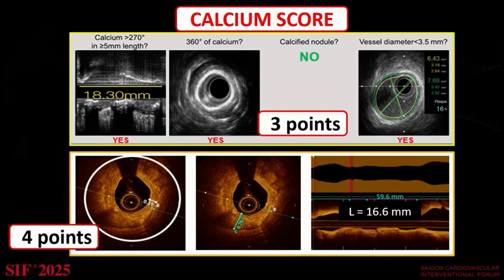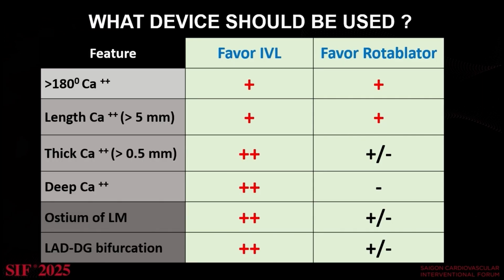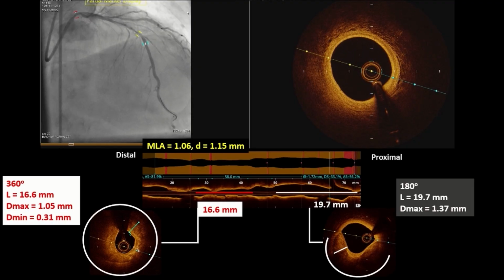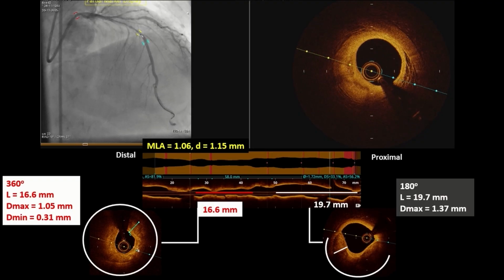In this case, successful crossing was achieved with both the IVUS and OCT catheters. The subsequent imaging confirms the presence of severe calcium in the LAD. So what device should be used for this case? Based on the combined IVUS and OCT results, we think that intravascular lithotripsy is favored for this situation due to the concentric calcium arcs, thickness, depth, and length of calcium, and especially the involvement of the left main ostium calcification. Based on the severe calcium assessment, we temporarily divided the LAD into two segments.